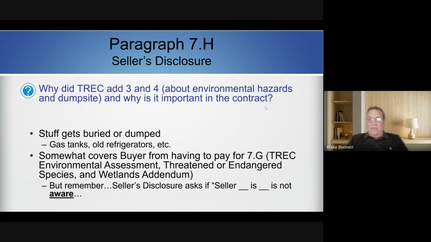This somewhat covers the buyer from having to pay for 7G, the environmental assessment threatened and endangered species. Remember, the seller's disclosure asked, are you aware? Yes or no? Well, I'm not aware of anything buried out there, but who knows? It could be. It's a big piece of land.